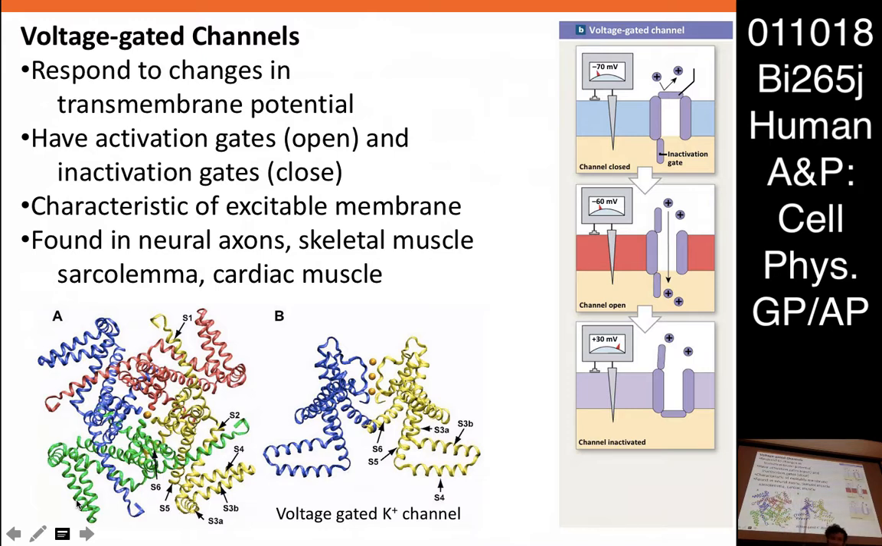So these voltage-gated channels that I talked about earlier, we're going to find them in neural axons. So the axon of a neuron. We're going to find them in skeletal muscles. We're going to find them in a place called the sarcolemma. We're going to talk about sarcolemma tomorrow morning. It's basically the endoplasmic reticulum. No. It's the plasma lemma, the plasma membrane of a muscle cell. And you're going to find it in cardiac muscle. All right? So those are the places you'll find it.